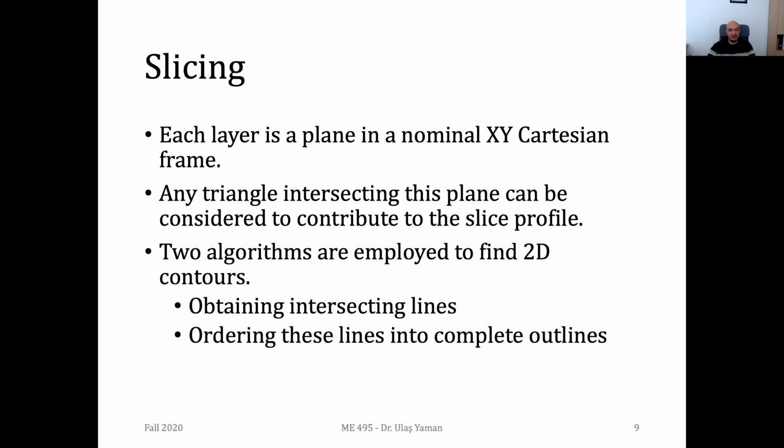So what we are going to do, we will be using two main algorithms. The first one is for obtaining the intersecting lines. If this is one of the edges of the triangle, and that's the slicing plane, we need to obtain the intersecting portion of that triangle with the slicing plane. And then later, we will simply orient these lines so that they are connected and we have a closed contour on that slicing plane.